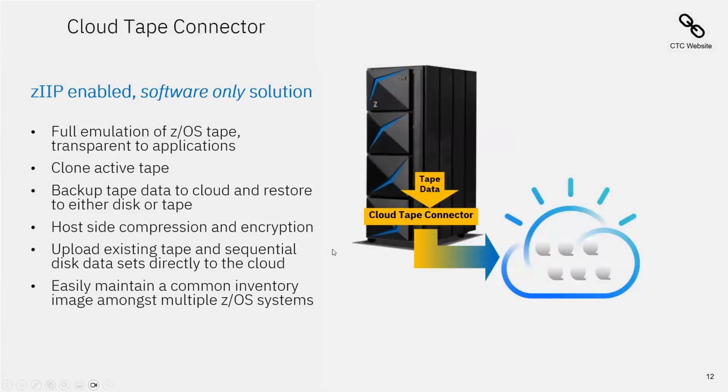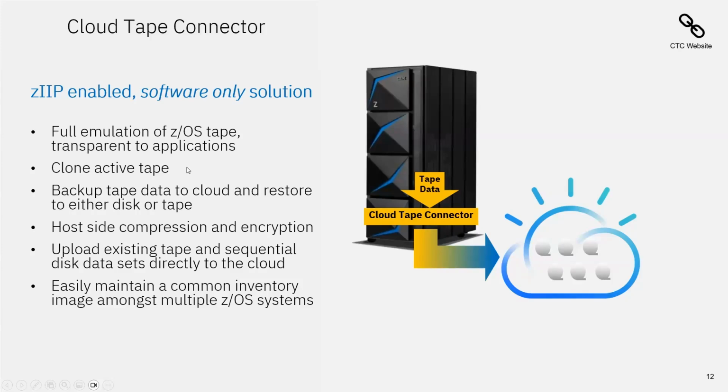Next, let's go to your smaller shop. You say, hey, I don't need the speeds and feeds that I get with real tape hardware, and so cloud object storage is acceptable to me. In that case, we have Cloud Tape Connector, which is a zIIP-enabled software-only solution. As I said, it's going to intercept any of your tape IO, and it's going to do that to cloud object storage. It has full emulation of z/OS tapes.